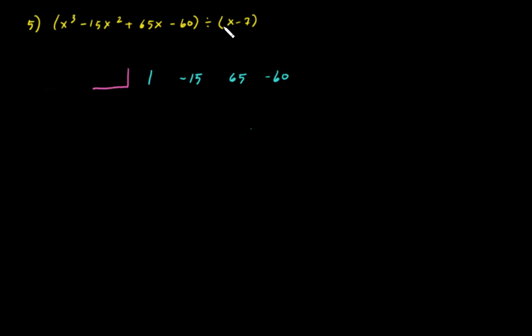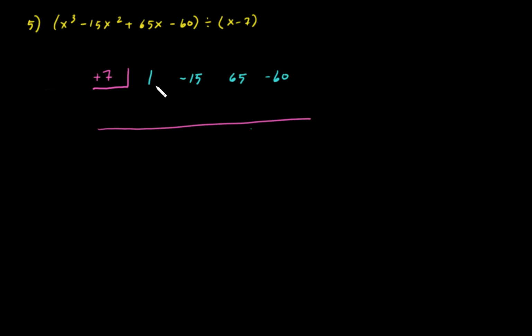I'm going to take the divisor, take the constant term, and change its sign. So it's a negative 7, so now it becomes a positive 7 right here. Skip a space, put my bar. Okay, the second thing that you have to remember is how to actually do the operation.